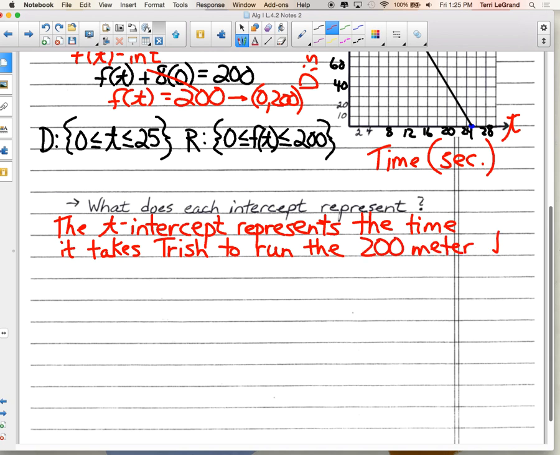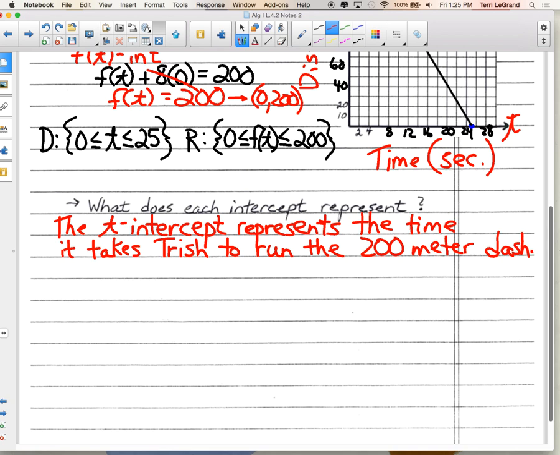Again, we don't do any abbreviating in sentences. We write it out. The t-intercept represents the time it takes Trish to run the 200 meter dash. How long does it take her? 25 seconds. I wasn't that fast.